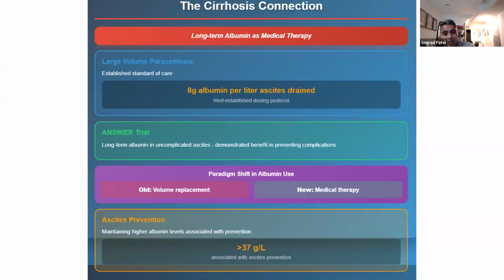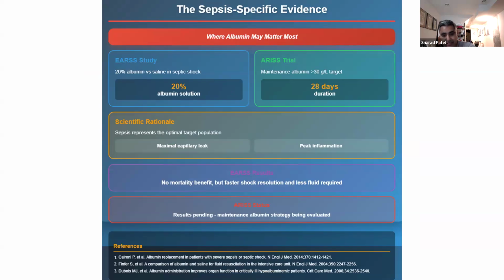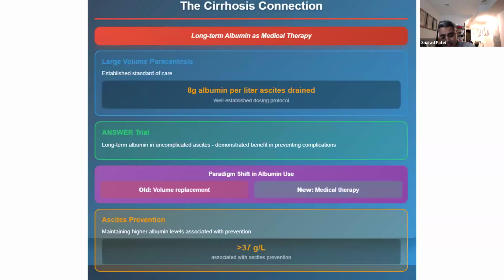So what about long-term albumin therapy? I mentioned the ARIS study is looking at that, so consistent, persistent albumin administration. Let's look at a few different situations. We do know that in large volume paracentesis, administering 8 grams of albumin per liter of ascites drained, there's a well-established protocol for this, and there is benefit for this.